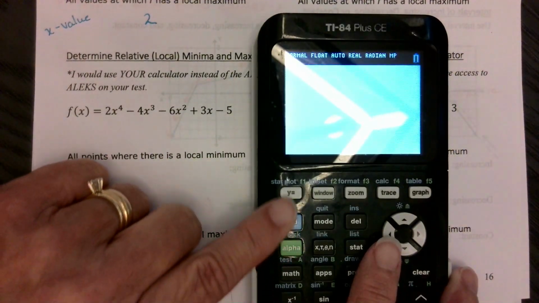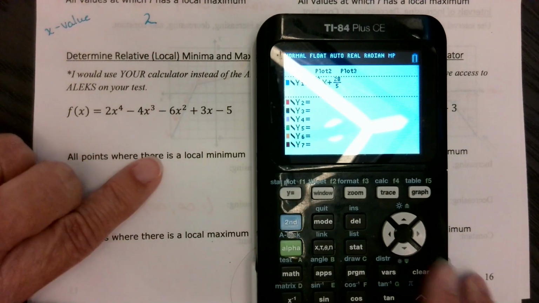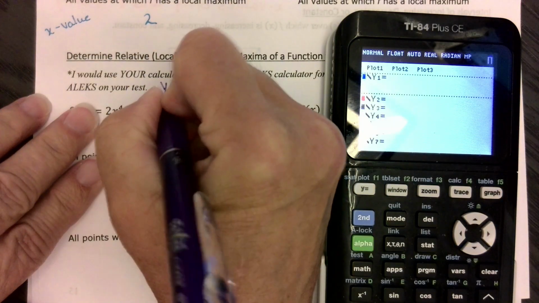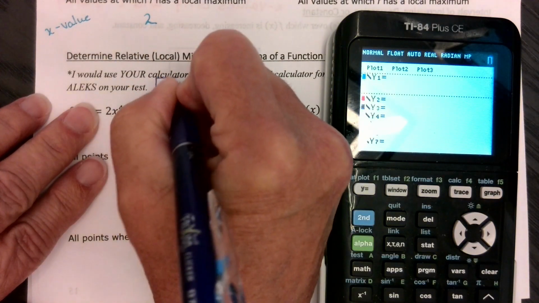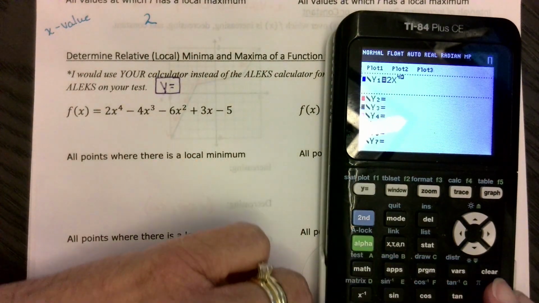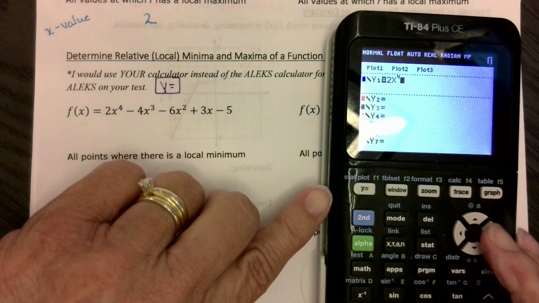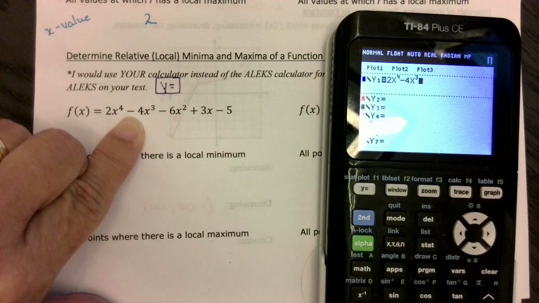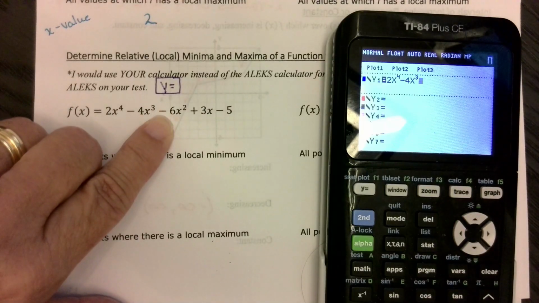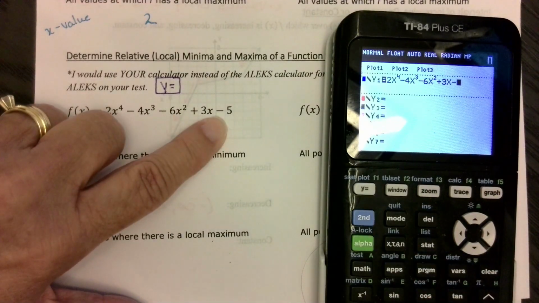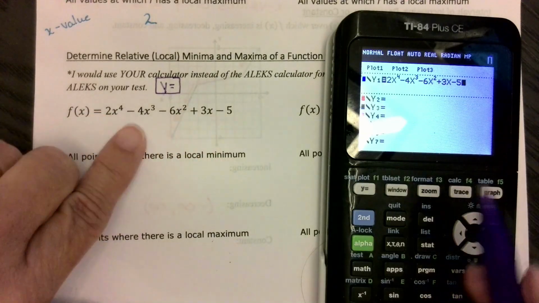You're going to go to y equals, and you're going to plug it in, okay? So the first thing is y equals, and then you plug in your function, okay? So it's a long one, 2x raised to the 4th. Make sure you use your right arrow key to drop it down. Minus 4x to the 3rd power. Make sure you use that arrow key. Then finish it out. Minus 6x squared plus 3x minus 5. Just double check. Make sure you have it all right.